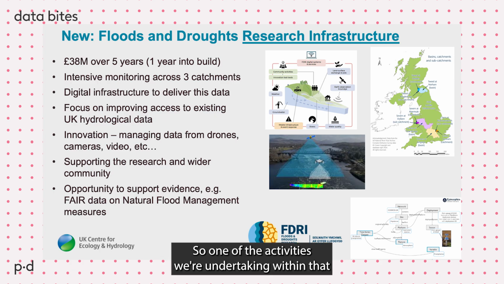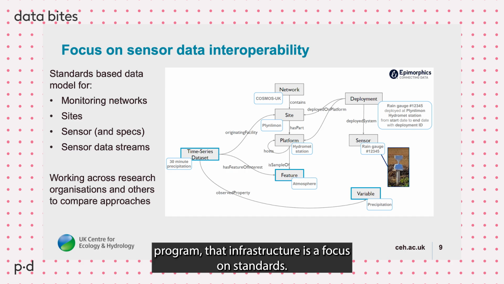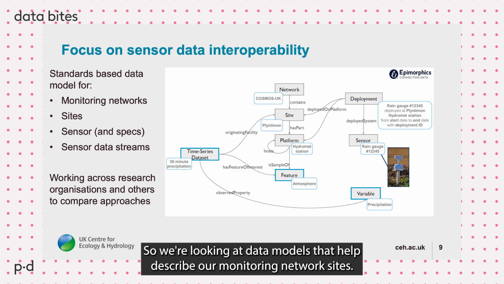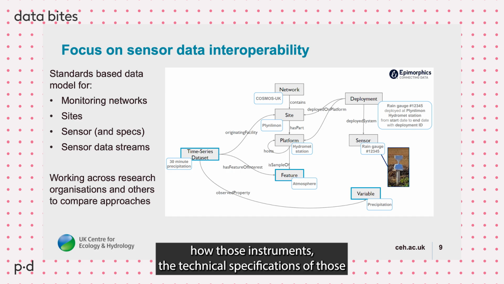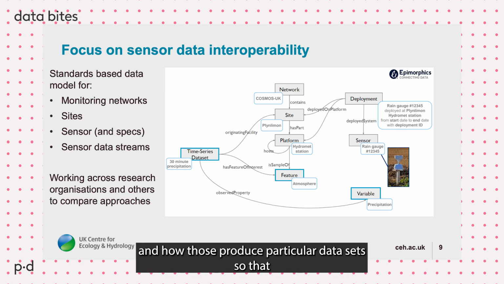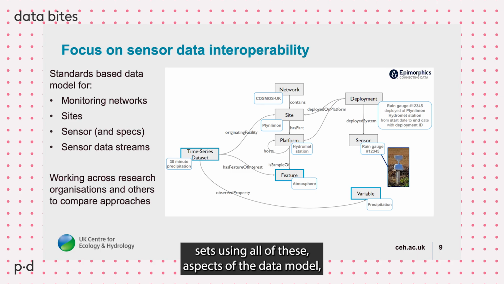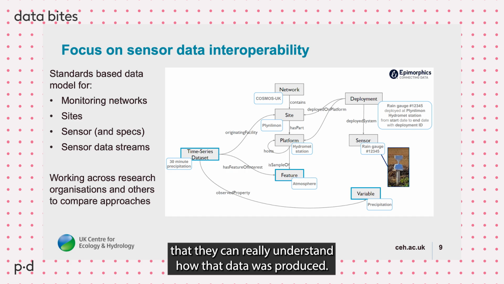And the final point I'd like to make, so one of the activities we're undertaking within that program, that infrastructure, is a focus on standards, and in particular standards for sensor data interoperability. So we're looking at data models that help describe our monitoring networks, sites, the instruments that are deployed at those sites, the technical specifications of those, and how those produce particular data sets, so that any users of this data set can both search across the data sets using all of these aspects of the data model, but also make use of that metadata when they've got that data. They can really understand how that data was produced.